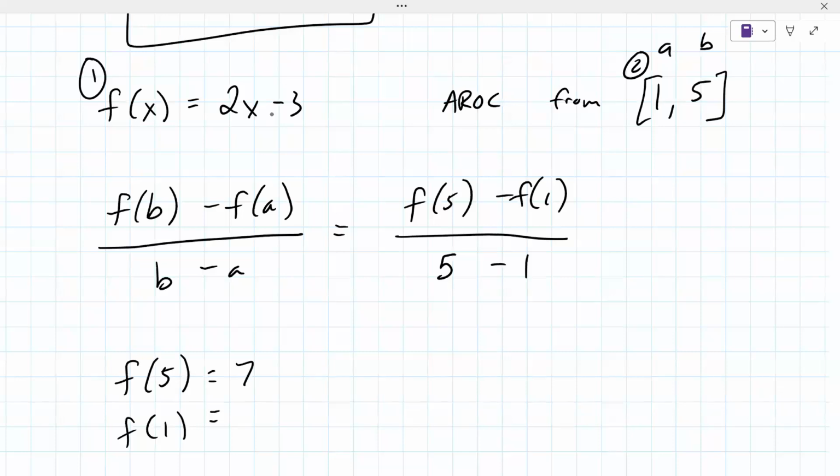Okay. So f of 5 equals 7. All right, f of 1. What is the f of 1? Oh yeah, f of 1 is -1.